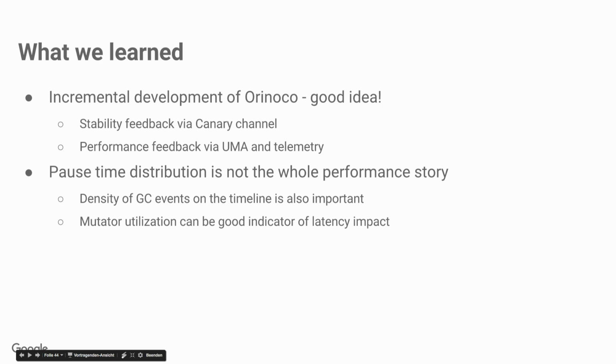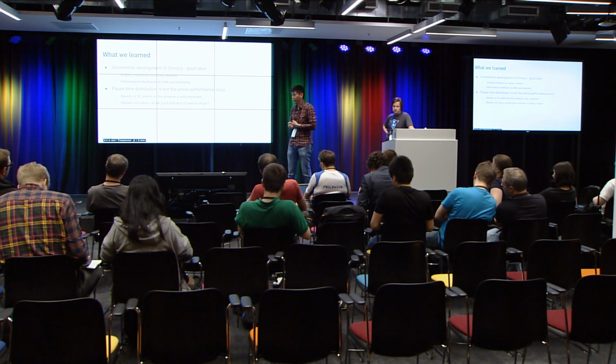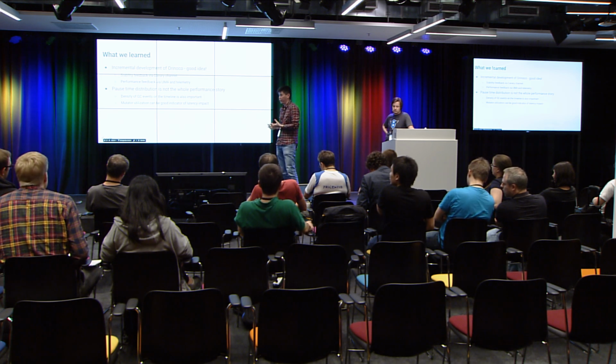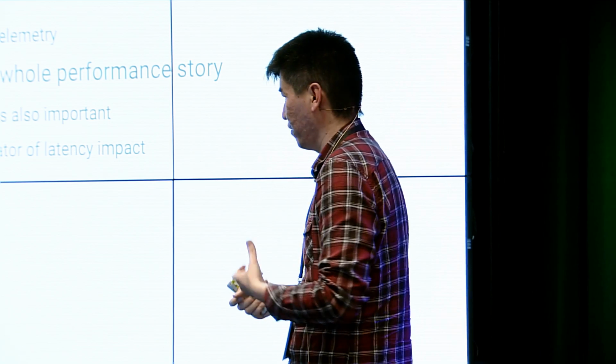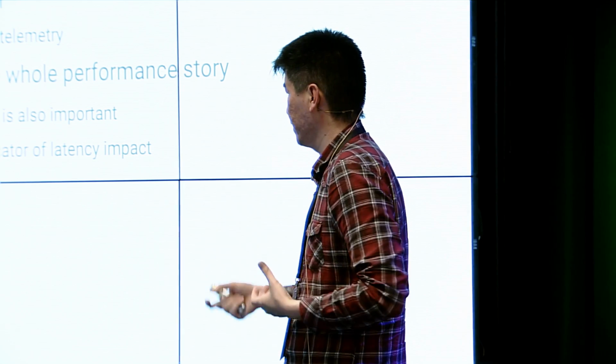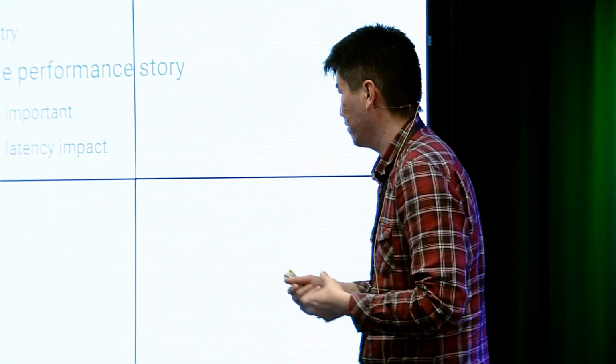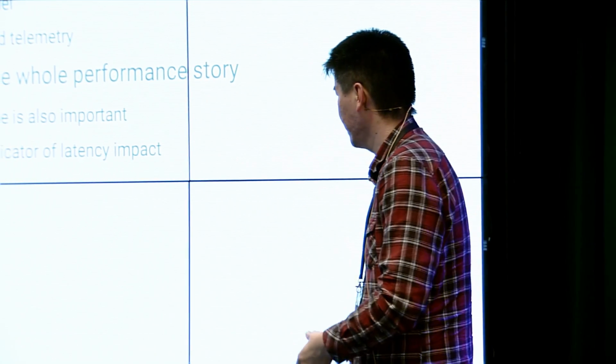reduction here. So to conclude the talk, the Orinoco part, what worked really well is incremental development. So this allowed us to get very stable feedback and performance feedback really quickly. For the metrics part, the main conclusion is that pause time is not giving the whole story for latency, and we need, at least for GC, to look at how the GC events are positioned in the timeline. And we hope that mutator utilization can be a good indicator of latency impact.